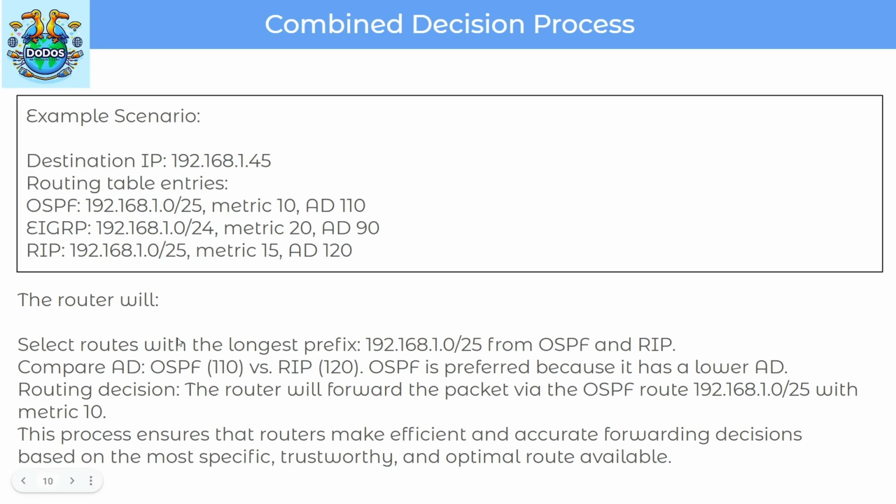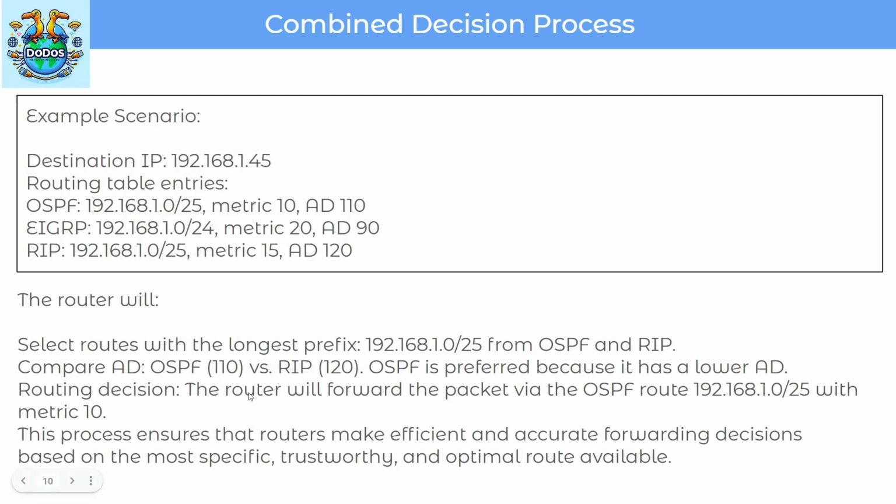The router will select routes with the longest prefix, 192.168.1.0/25, from OSPF and RIP, because these are both /25. So EIGRP is out of the conversation. Now, we'll compare the administrative distance. OSPF is 110 and RIP is 120. So OSPF is preferred because it has a lower AD. Right? Administrative distance 110, 120. So you want to go with OSPF.